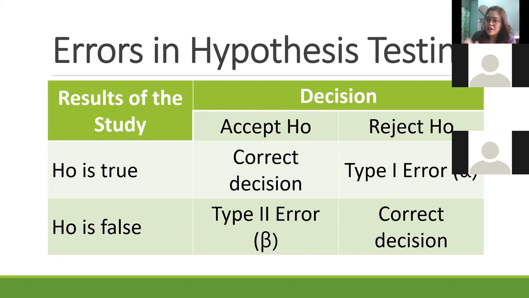And this type of error is called type 1 error. Type 1 error siya. It is where we reject the null hypothesis when it is supposedly correct or true. Type 1 error na siya.